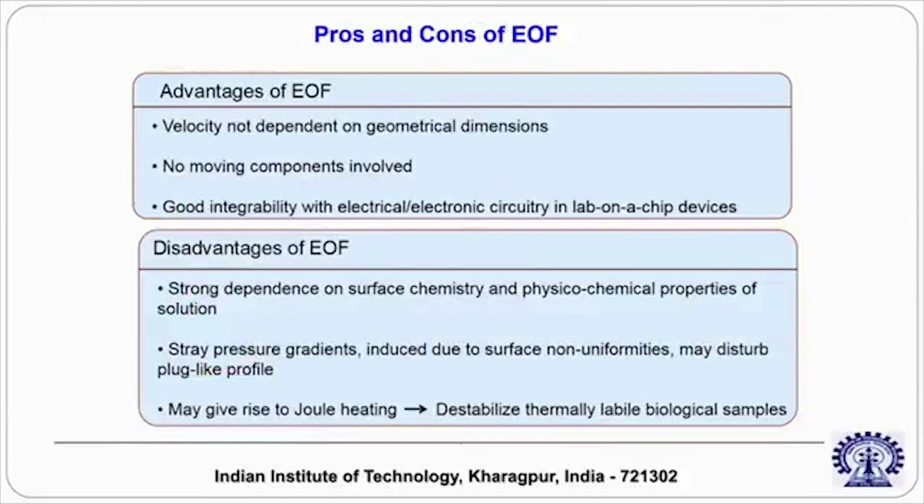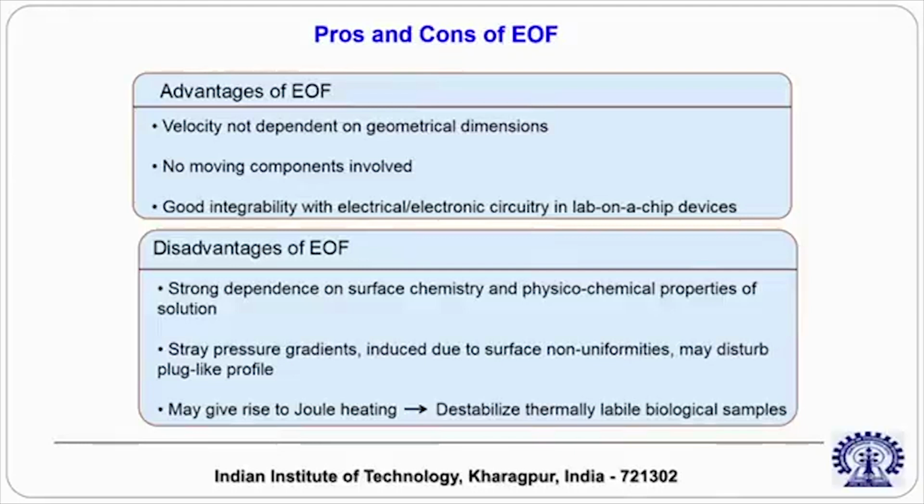So, pros and cons of the electroosmotic flow. Advantages: velocity does not depend on geometrical dimensions, it is minus epsilon zeta E by mu, does not depend on the channel dimensions. There are no moving components involved and you can integrate this easily with an electronic or electrical circuitry. But the disadvantage is that the zeta potential is a strong function of the chemistry. So, there is a strong dependence on surface chemistry and properties of the solution.